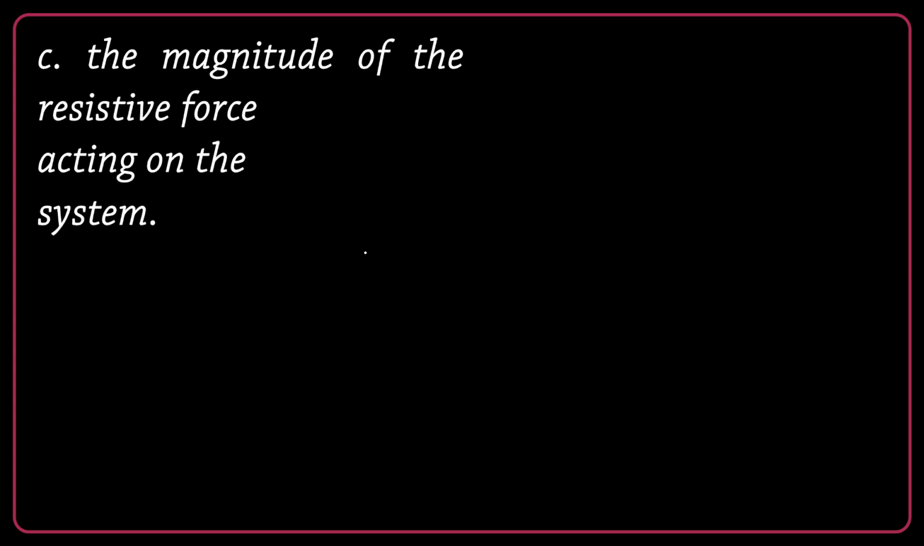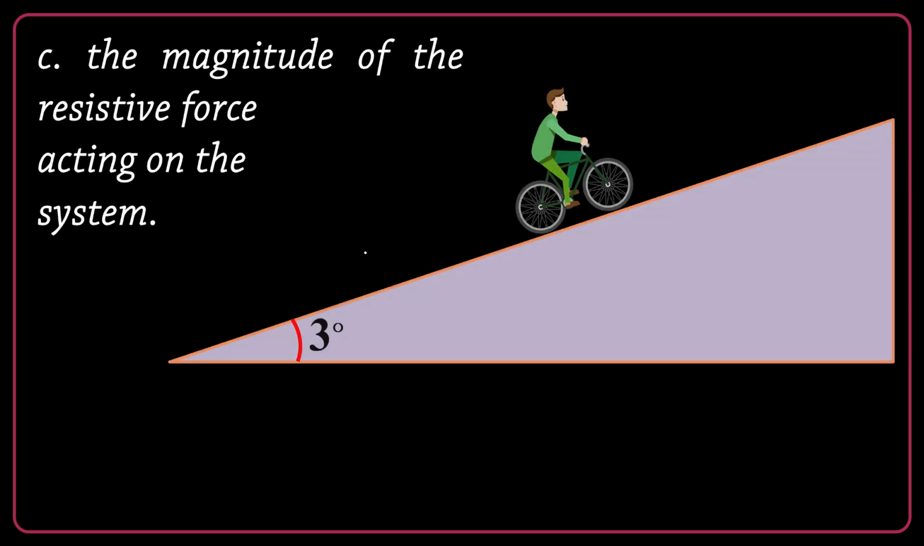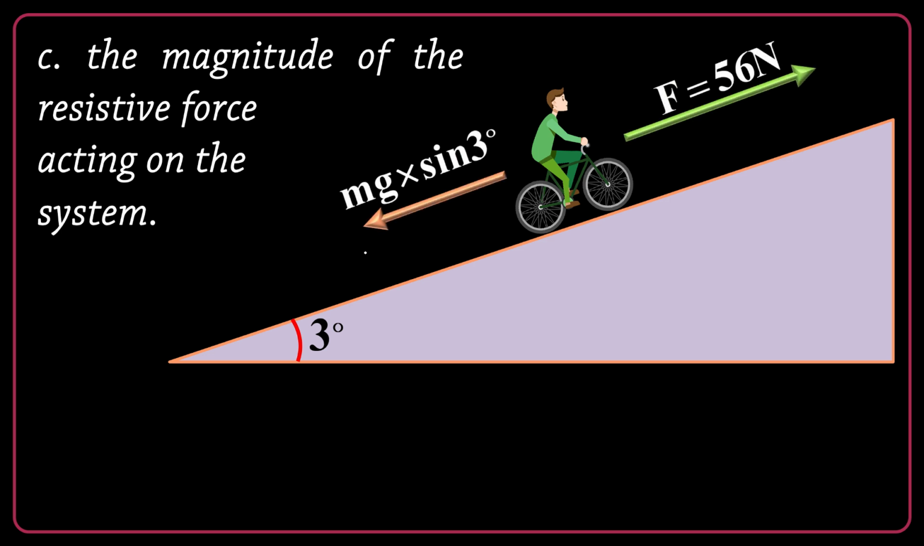Part C, the magnitude of the resistive force acting on the system. Again, let's suppose the cyclist is here. This is the forward force. There are two forces acting on the bicycle. First is mg sine of 3 degrees and the other is the resistive force, friction. What is the mg sine of 3 degrees?